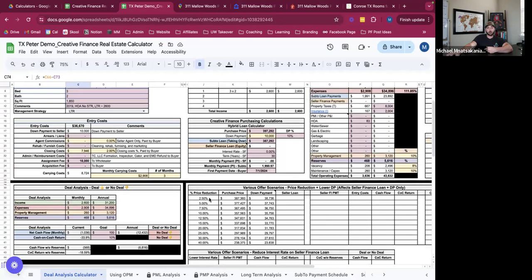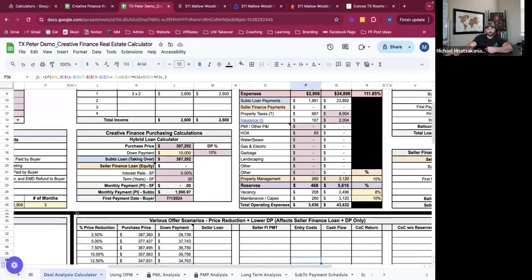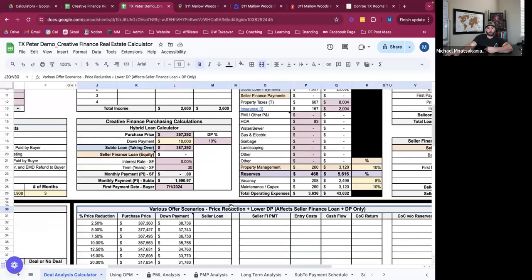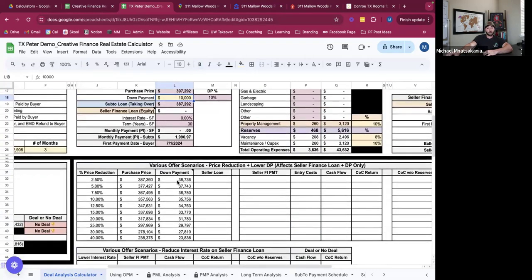So actually, my calculator automatically gives you a few different scenarios. It says, if you were to reduce the price, which would then lower your down payment, because in a sub 2 transaction, if it's straight sub 2, there's really nothing you can do besides lower the purchase price, which lowers the down payment to the seller or the wholesaler. So what I like to do is I say, okay, let's see in the perfect scenario where we're paying nothing to anyone. How does that look?